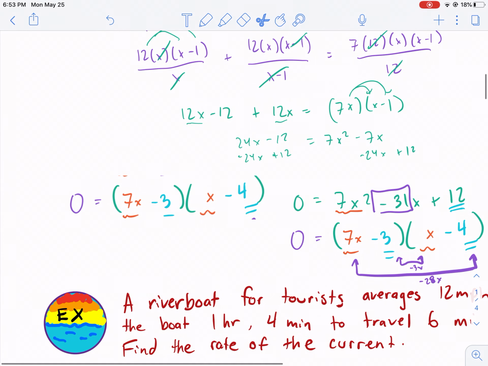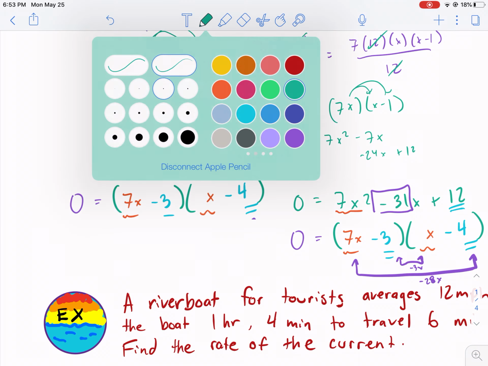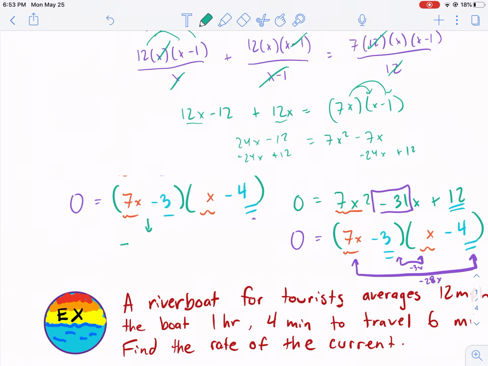Close enough. Okay, so we know that both of these need to be equal to 0. So this needs to be 7x minus 3 equals 0. That's called the zero product property. So then I know 7x must be equal to 3, divided by 7, divided by 7. I get x equals 3 over 7. That's one of my answers.